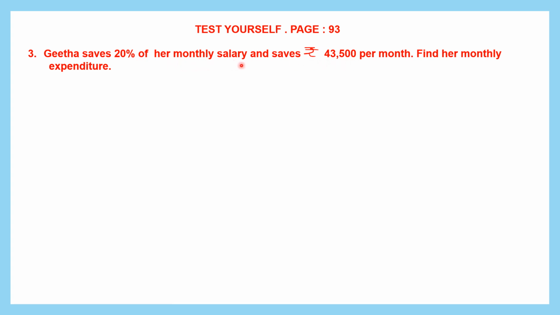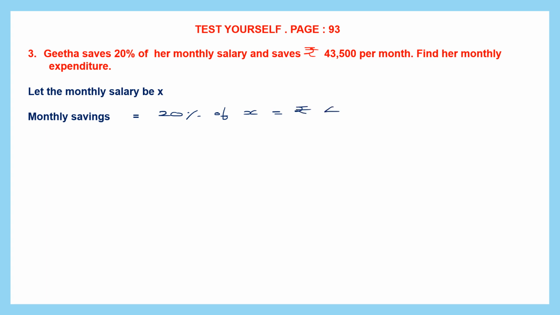Now we don't know what her monthly salary is and we have to find her expenditure. To find her expenditure, we need to know her monthly salary. So first let's find that. So let the monthly salary be X. And here it says monthly savings are 20% of the monthly salary and that is equal to so much. So how much is that? So 20% of X, that is the monthly salary, is 43,500 rupees. This is given to us.